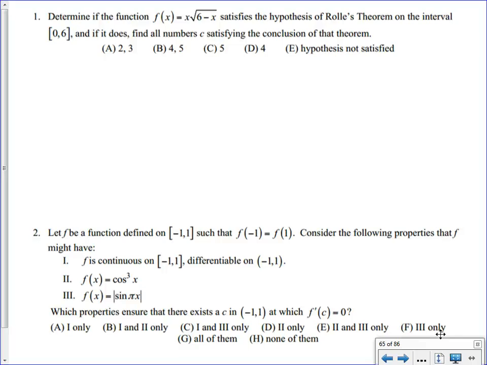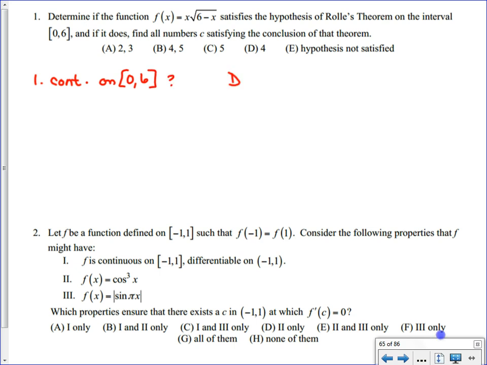All right, my distracted ones, come back to the problems at hand. Does the function satisfy the hypothesis of Rolle's theorem? Yes or no? Is it continuous? Where does it have to be continuous? On the closed interval 0 to 6.